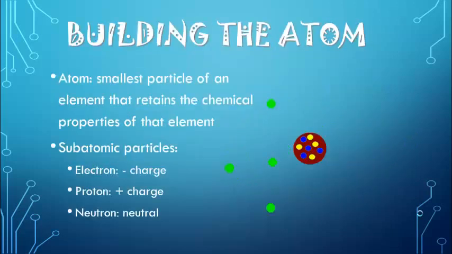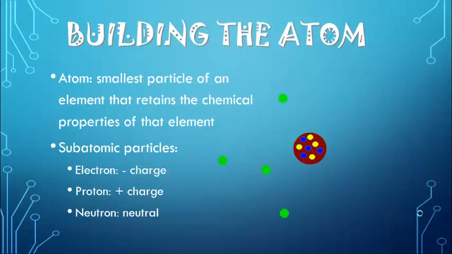The atom is defined as the smallest particle of an element that retains the chemical properties of that element. If we break down the atom into its smaller subatomic particles, we find that we have the same properties across all kinds of atoms.